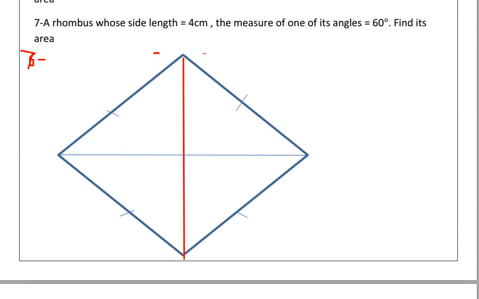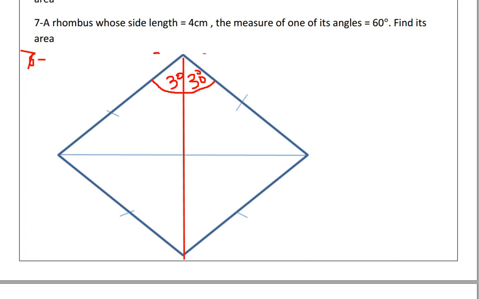Okay, so this is part number 2, exercise 7 on page number 92. A rhombus whose side length is 4 centimeters and the measure of one of its angles is 60 degrees. Find the area. One of its angles, like this one, is 60, and as we know, the diagonal bisects the vertex angle, which means this one will be 30 degrees. And the other one here is also 30 degrees.